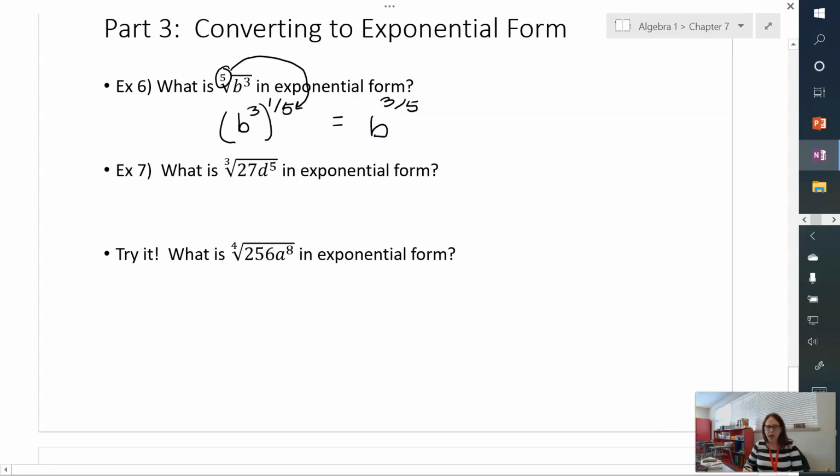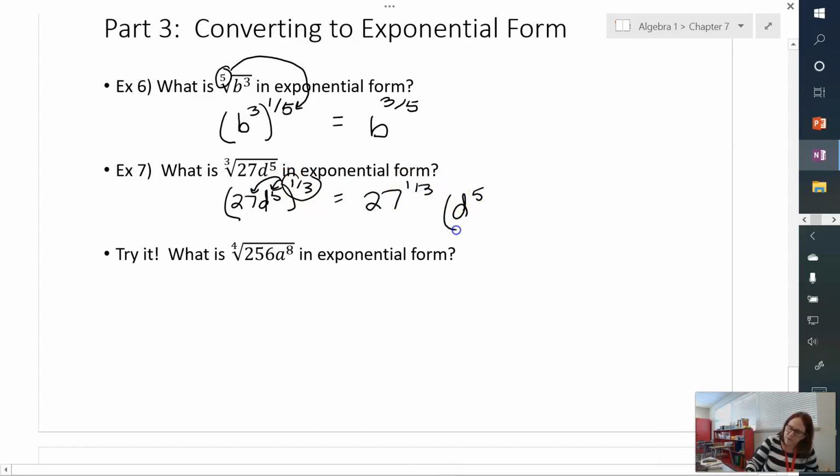All right, let's look at the cube root of 27d to the 5th. Okay, we're doing cube root. So I'm going to rewrite this as 27d to the 5th to the 1/3. I've taken care of my cube root. Now remember, when I'm raising to powers, that power applies to everything inside the parentheses. So now I get 27 to the 1/3, d to the 5th to the 1/3.